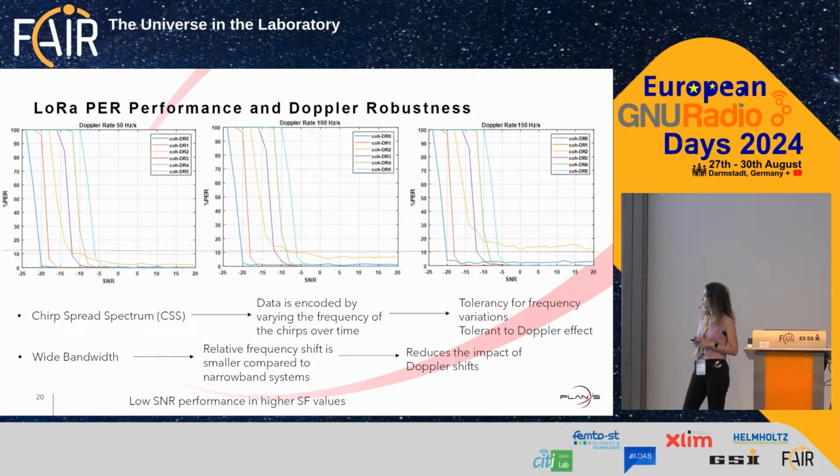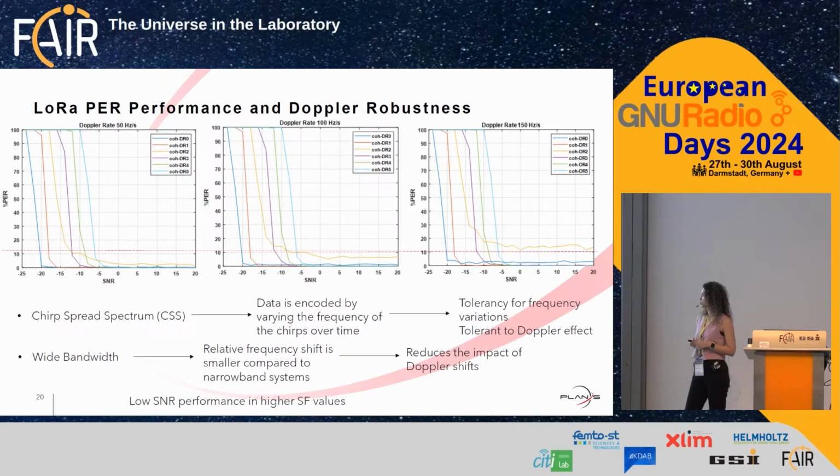LoRa packet error rate performance and Doppler robustness. Here you can see three figures. They are SNR versus PER graphs for three different Doppler rates. And here we can see there is a 10% PER rate.